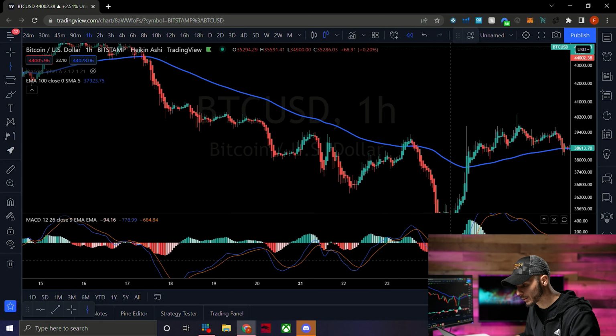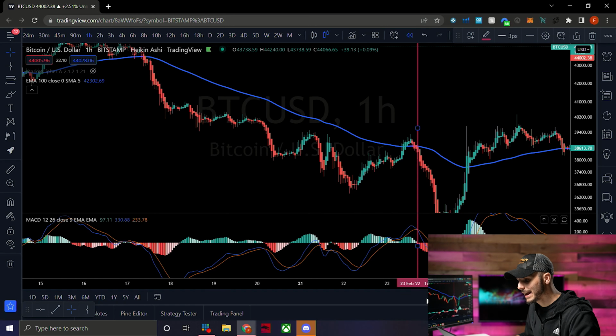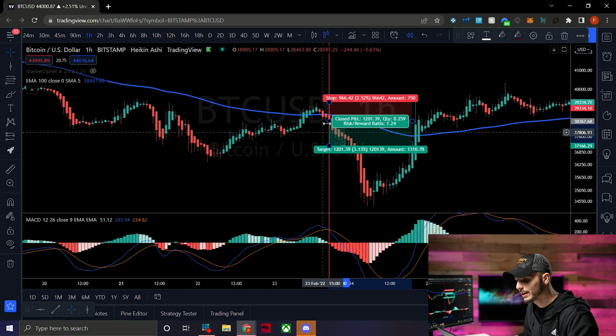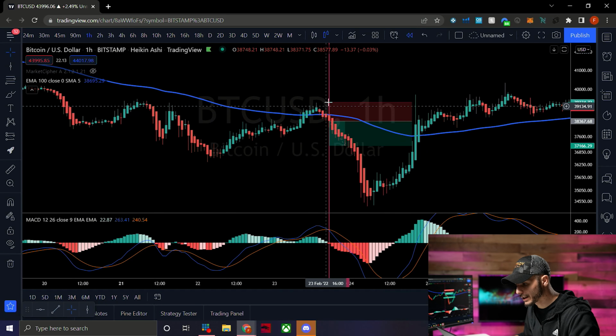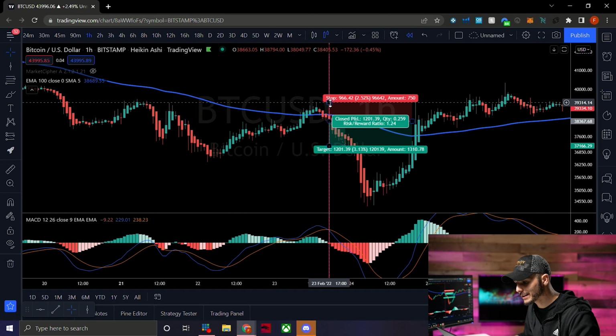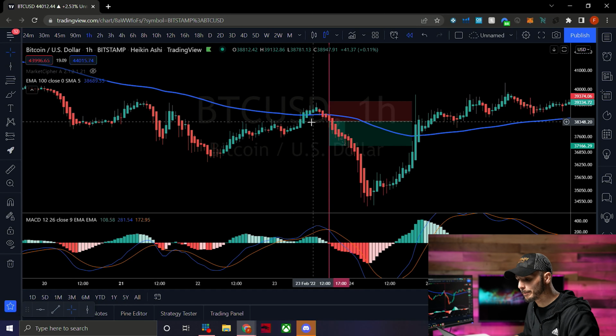Let's go ahead and mark it with our vertical line, right? And let's go ahead and assume that you entered in right here. And let's go ahead and use our short position tool, right? So let's just say you entered right here on the candle, right? And I would set my stop loss right above this previous swing high, right? So you're above the moving average. So if price does come back up, you won't get stopped out right away.